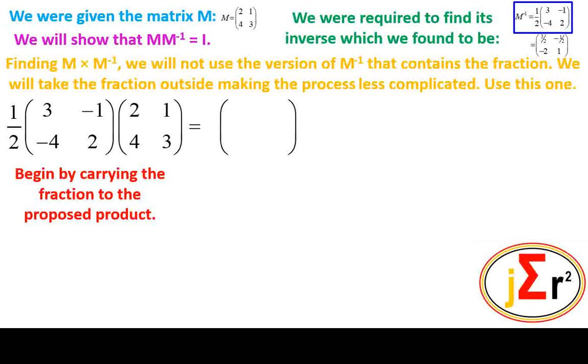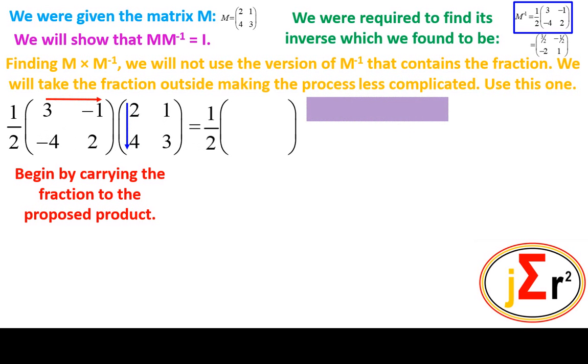Begin by carrying the fraction to the proposed product. This is the proposed product that has no element at the moment, but we will be multiplying by a half in the end, because we are not using it in the beginning or at any other place in the process. We will wait until the process is finished, then we will apply the half. Let us make provision for that very early.